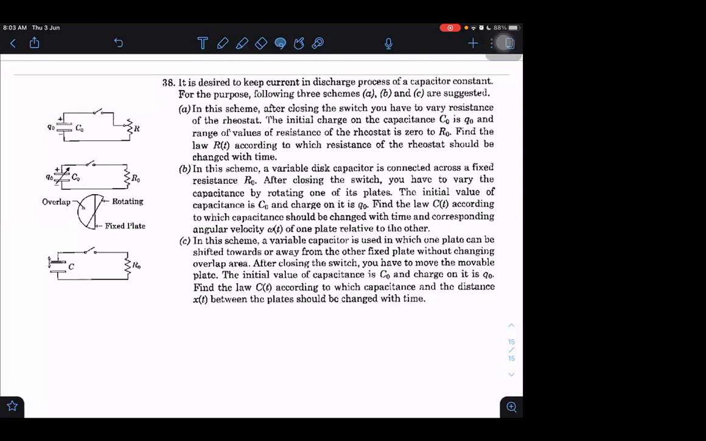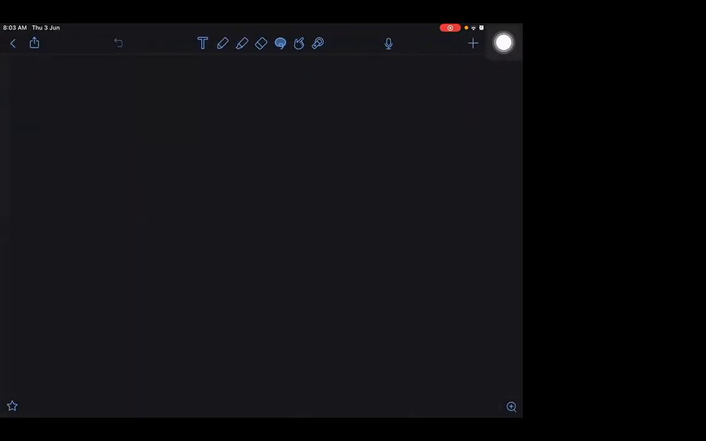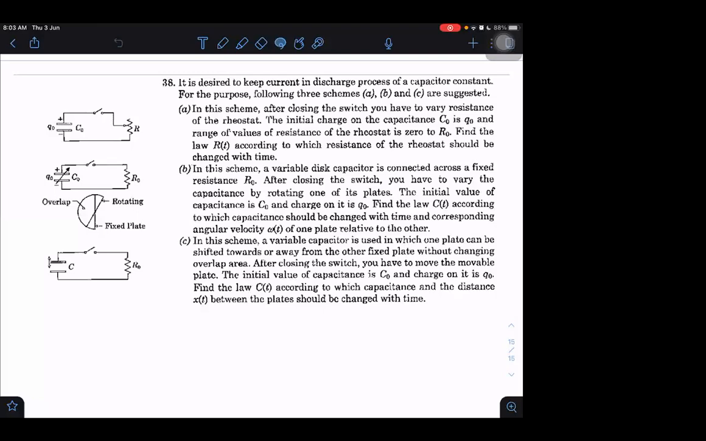Sir, when the switch is closed, that capacitor and the resistance will be in parallel, no, sir? So what? I mean, how to find the acquired charge for them? Initially, when it is not closed, then we can find. Why can't you find out if it is in parallel?